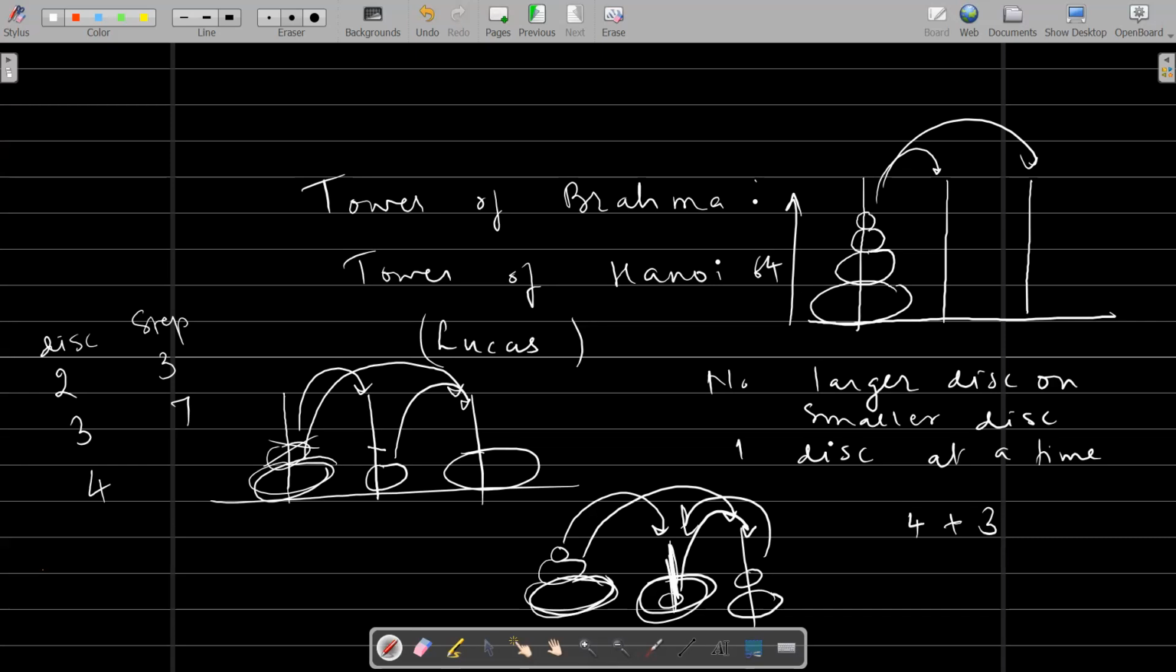You can find out for 4. You can work for 4 and check how many steps you need. Sir, I think we need 15 steps for 4.